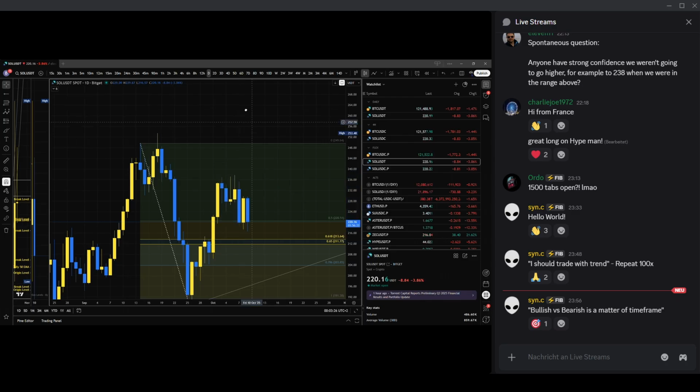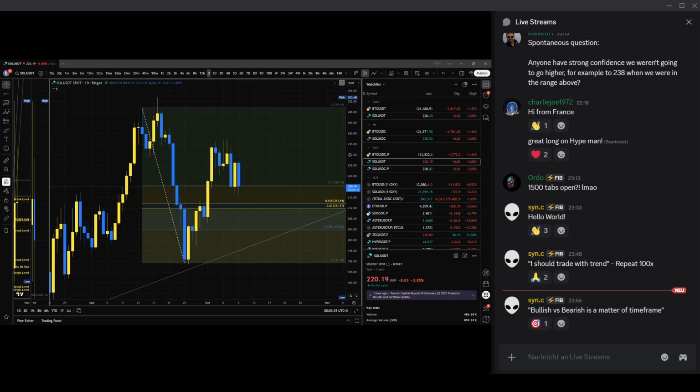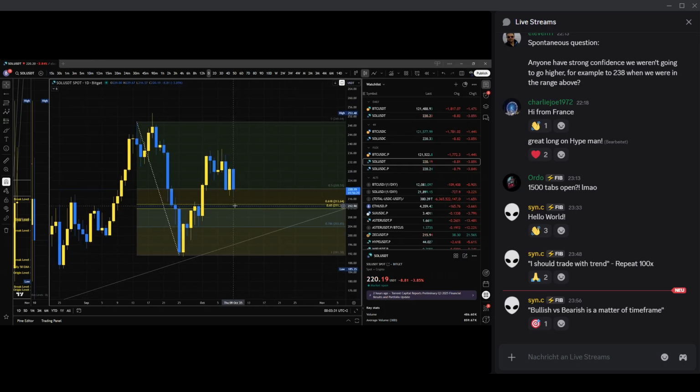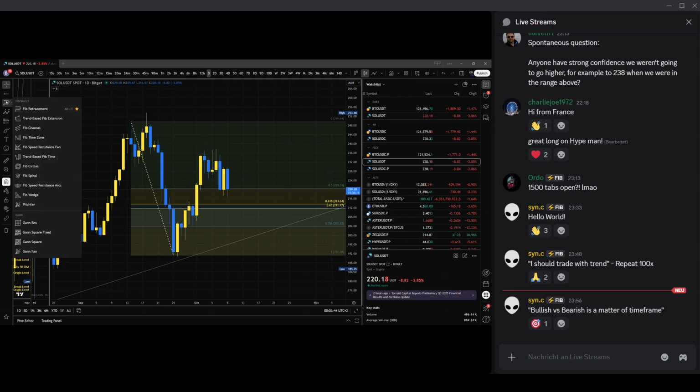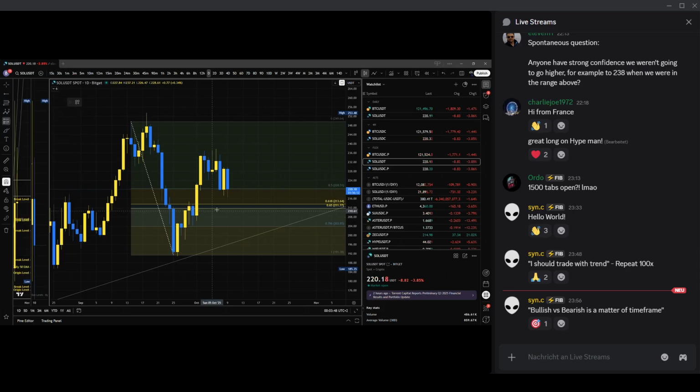That goes the same way for the longs. So I don't have a good answer to say if you enter long here, then put your stop loss there and there, because I would be preaching what I don't do myself. But you can obviously find one if you enter here.